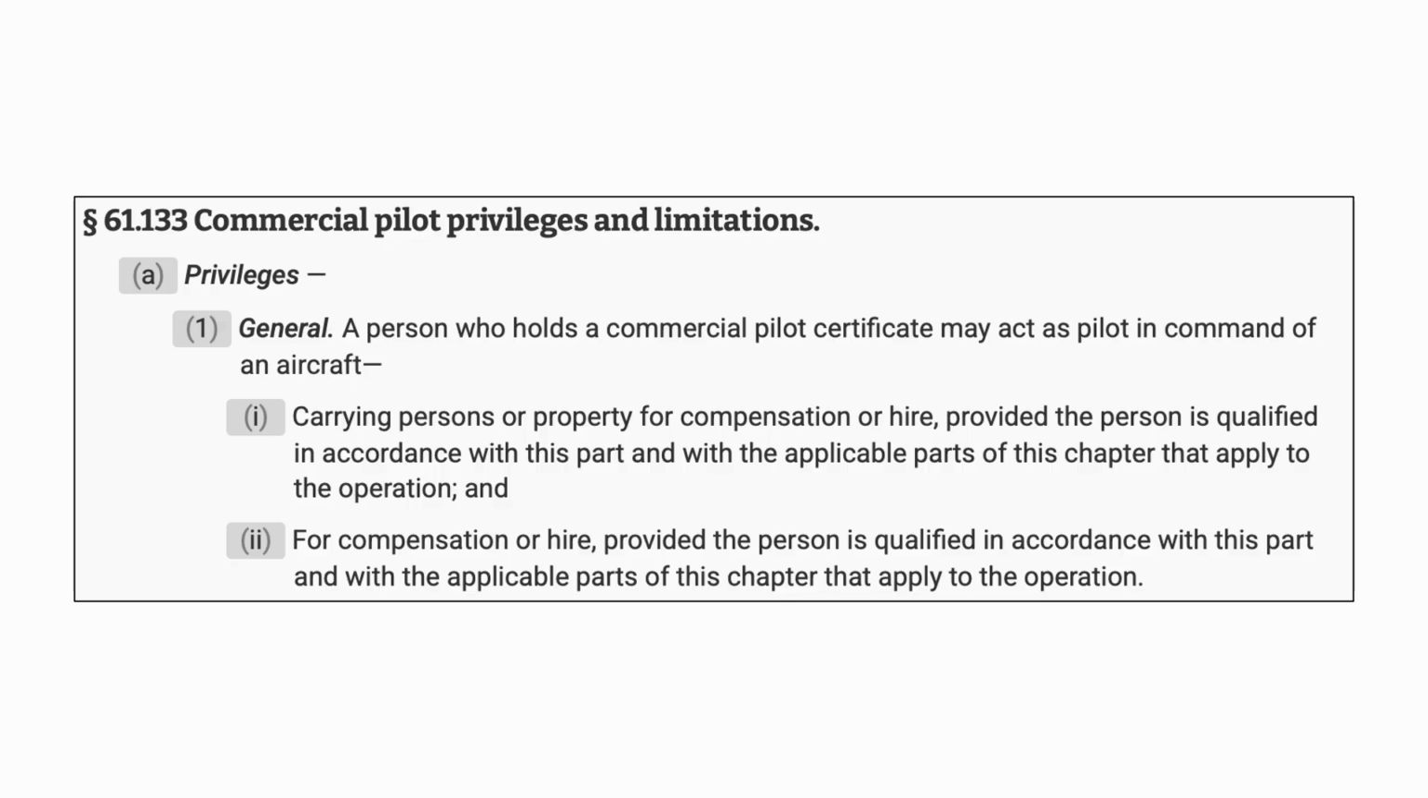The second privilege under 61.133(a)(2) permits commercial pilots to act as pilot in command for hire in operations not involving the carriage of persons or property for compensation or hire. This provision covers scenarios such as ferry flights, aircraft delivery, and other non-passenger, non-cargo operations where the pilot is compensated for their services rather than for transportation.